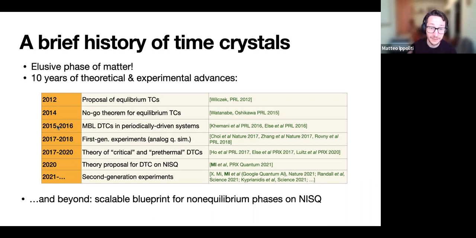So then there was a first wave of experiments mainly on analog simulators, on NV centers or nuclear spins in solids, that exhibited very, very interesting physics, but not quite the eigenstate ordered time crystal that I described here. And this was actually unraveled over a few years by theorists afterwards, with the discovery of all of these variations of critical or so-called pre-thermal time crystals that are not eigenstate ordered, but share many of the finite time features with them.